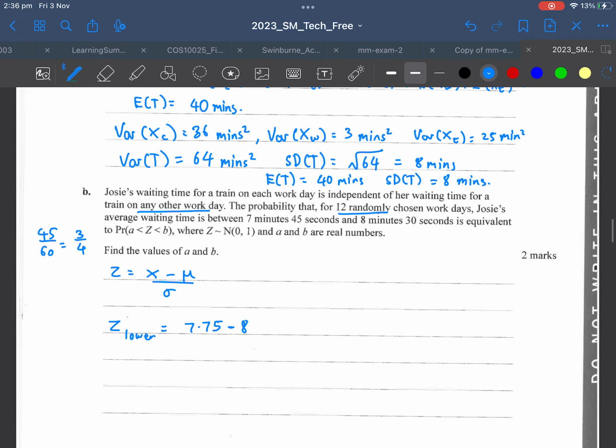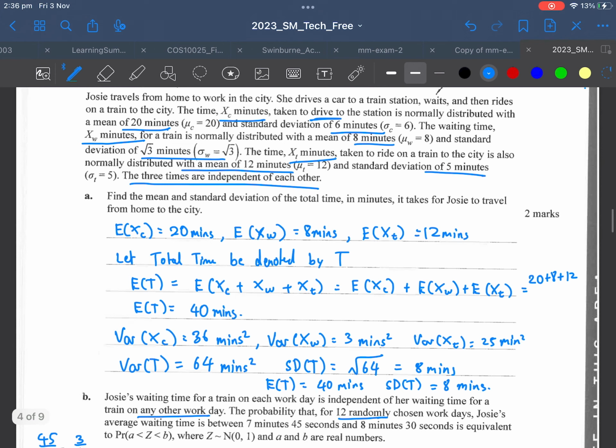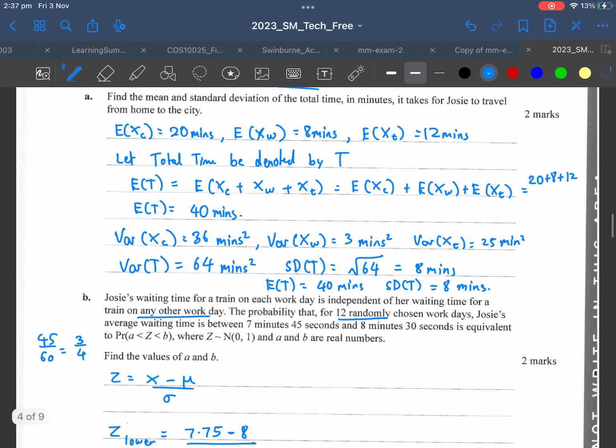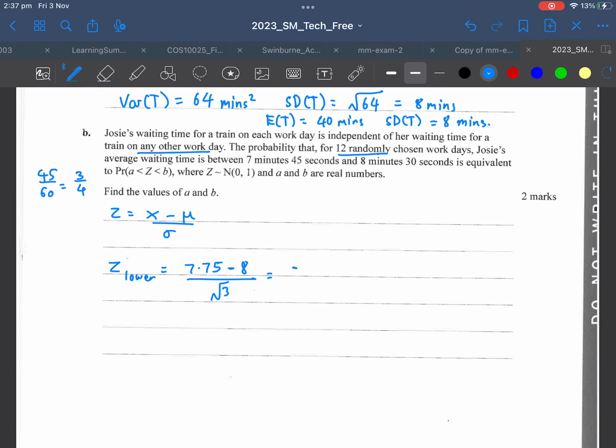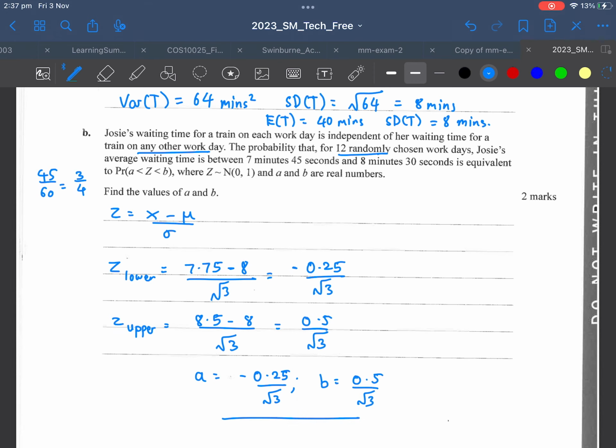8 minutes on standard deviation of waiting time, which would be square root of 3. Okay, square root of 3, so that would give us negative 0.25 on square root of 3. And our upper bound would be 8.5, because 8.5 minutes, so 8.5 minus 8 on square root of 3, which would give us 0.5 on square root of 3. So our a is going to be negative 0.25 on square root of 3, and b is going to be 0.5 on square root of 3. Okay.